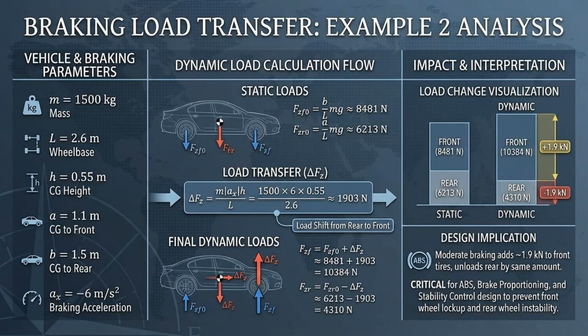Consider a 1,500 kilogram car braking at 6 meters per second squared. The wheelbase is 2.6 meters, CG height is 0.55 meters, with a equal to 1.1 meters and b equal to 1.5 meters. Using delta Fz equals m a_x h over L, the braking load transfer is 1,903 newtons. This increases the front axle load to 10,384 newtons and reduces the rear axle load to 4,310 newtons. Even moderate braking shifts nearly 2 kilonewtons forward, strongly influencing ABS behavior and brake proportioning.